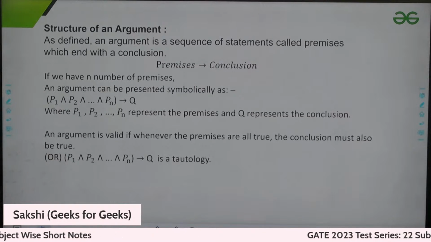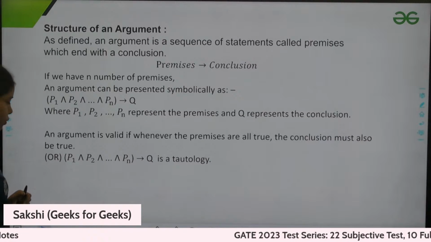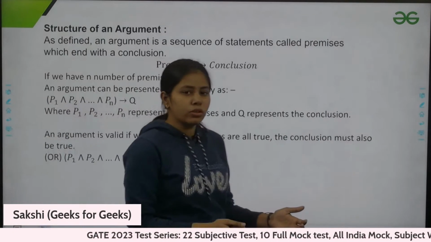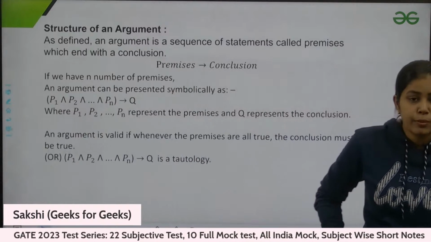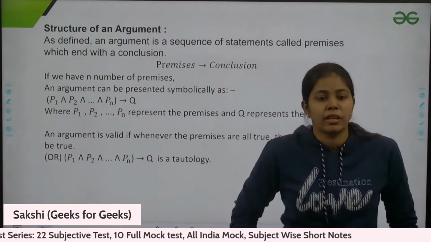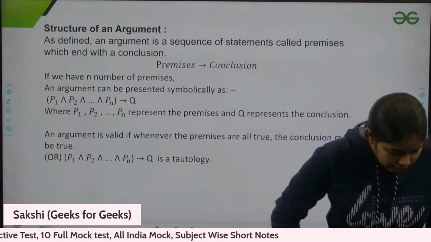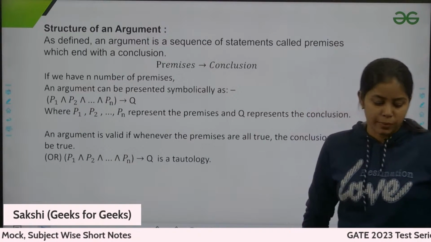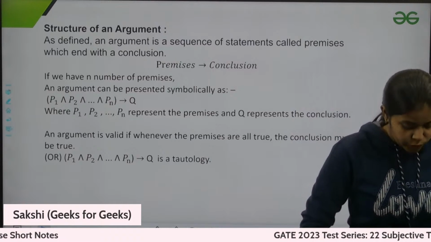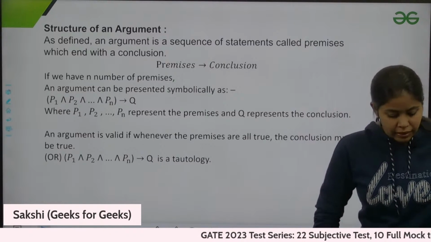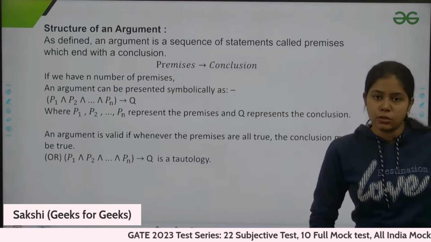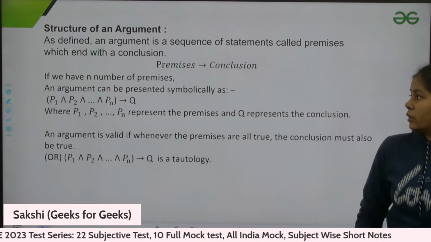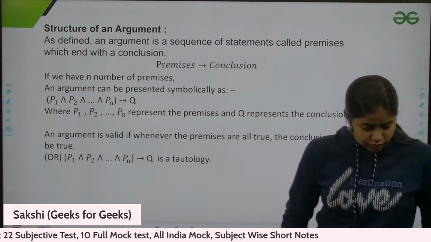An argument is valid if whenever the premises are all true, the conclusion must also be true, right? If the premises are true and the conclusion is also true, then we will call it a tautology. If the premises are true and the conclusion is false, then our statement will be false, okay guys? If there is no problem till here, give me a thumbs up guys, then we'll move forward regarding questions of these premises and conclusion.